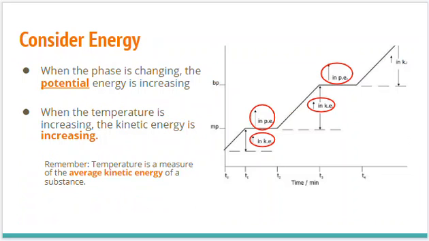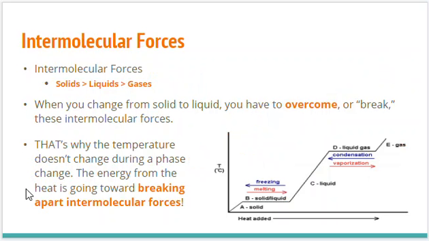So again, to review from last week, we have our potential and kinetic energy. Our potential energy increases during those phase changes. And that is going to end up being where we are breaking our intermolecular forces. And once those bonds have broken and our states of matter are exposed to heat, that kinetic energy can then go to increasing, those molecules will move around faster, and that kinetic energy will increase.